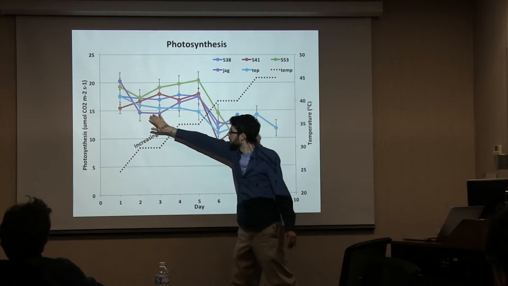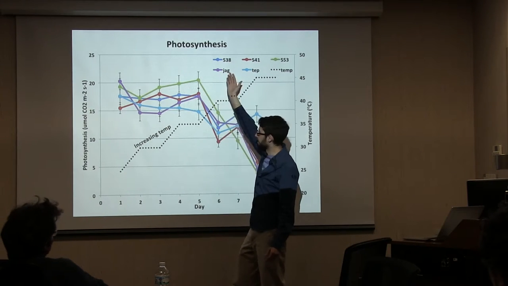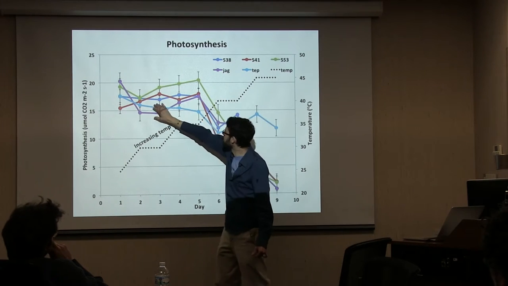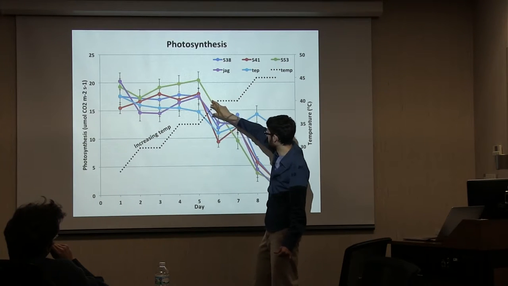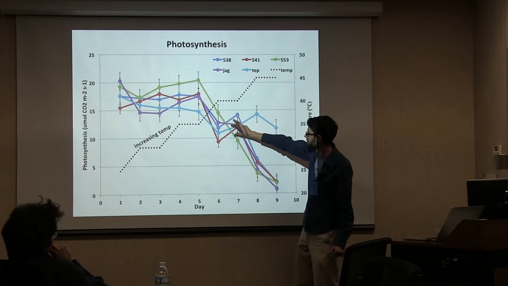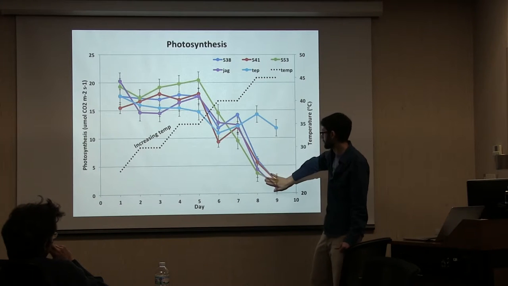And you can see, this is photosynthetic rates for these 5 select genotypes. Really, there's some fluctuation, but they're very stable until about 40 degrees Celsius. Then they take a very large dip at 45.